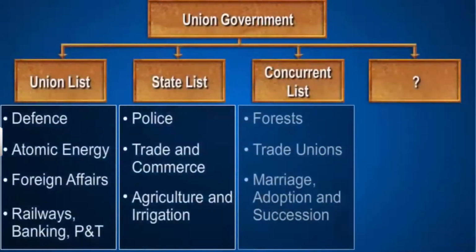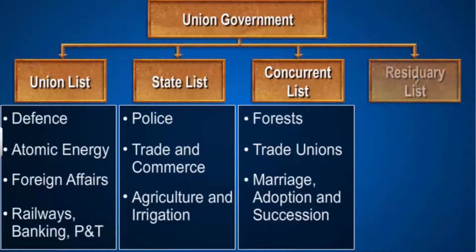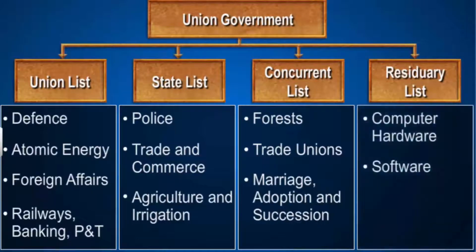There are some subjects that do not fall under any of the lists or came up after the Constitution was made. These are known as the residuary. The Union government has powers to make laws on these residuary subjects. For example, computer hardware and software.